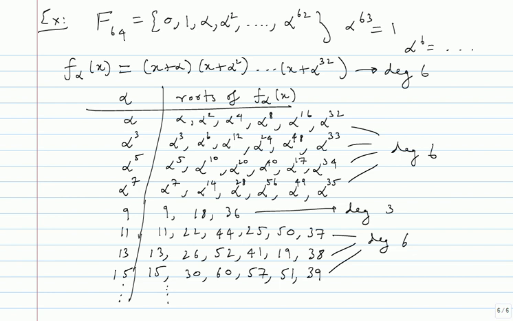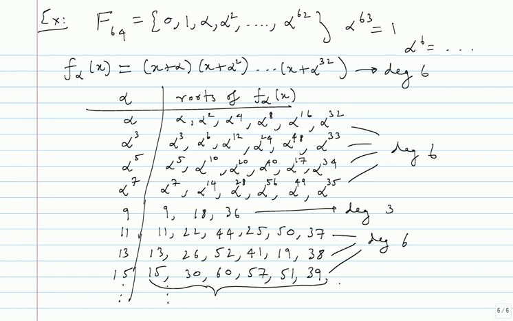So notice, given any power of alpha, how do I find the roots as powers of alpha? I have to take that power of alpha, then multiply it by 2, then multiply by 4, multiply by 8, and so on until I get a repetition. If you form a set like that, this set is called the cyclotomic coset generated by 15. It's just a technical name.